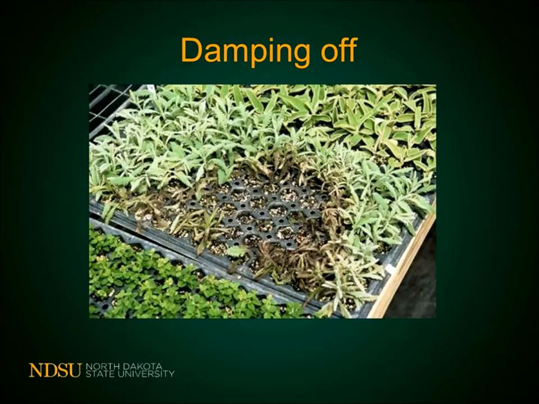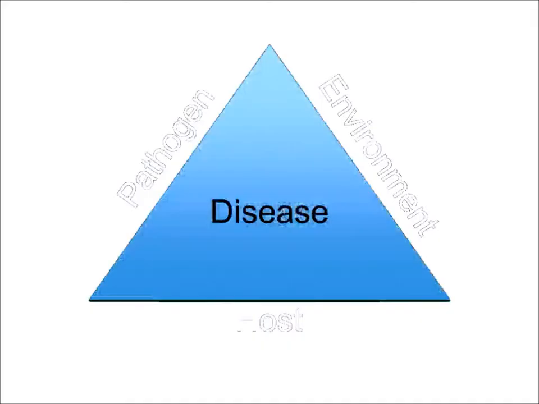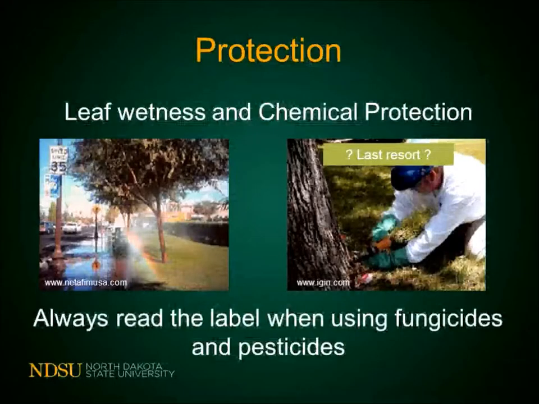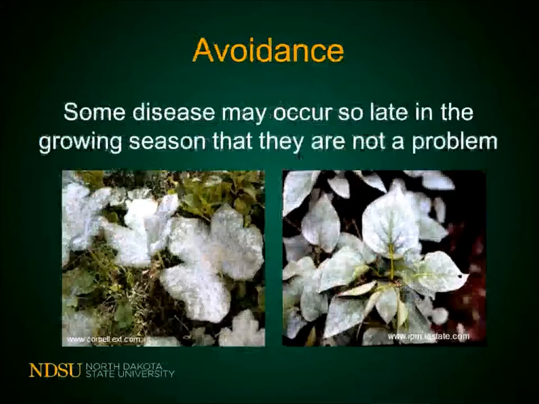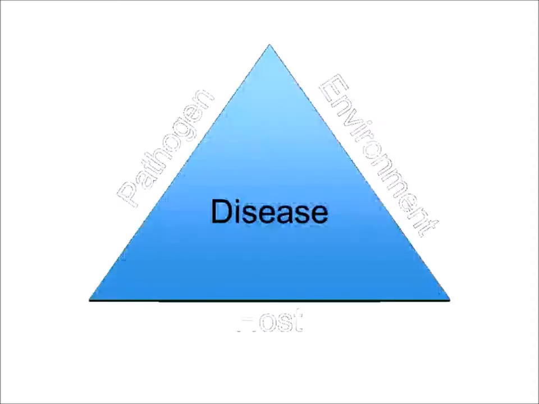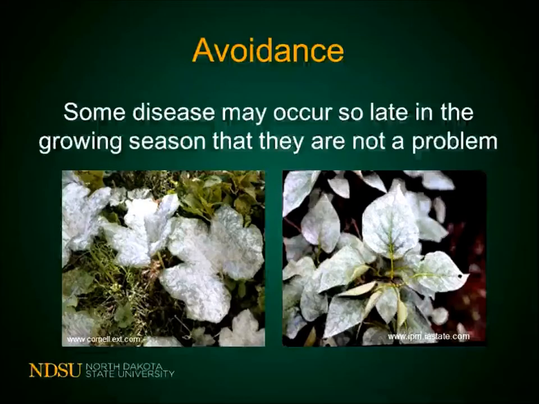Here are the four words that I think you should keep in mind when trying to control diseases: avoidance, protection, eradication, and exclusion. Those are four things you can do to try and limit the amount of disease on the landscape. I'm going to go through examples of all these disease control strategies. Then at the end, I'd like to talk about how you can use these in combination to limit the amount of disease that occurs. So the first one, avoidance.